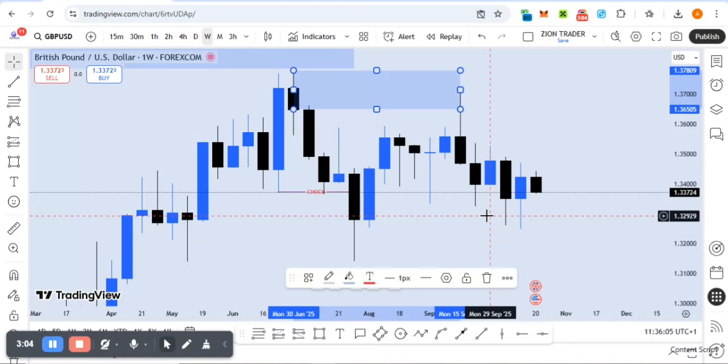So now that we know that price is bearish on the monthly time frame and price is bearish on the weekly time frame, we already know that all we are going to be focusing on is selling at this particular point, right? So let's scale down to the daily time frame.